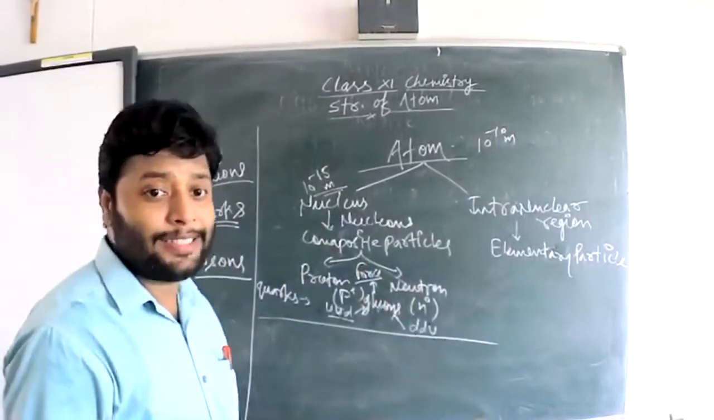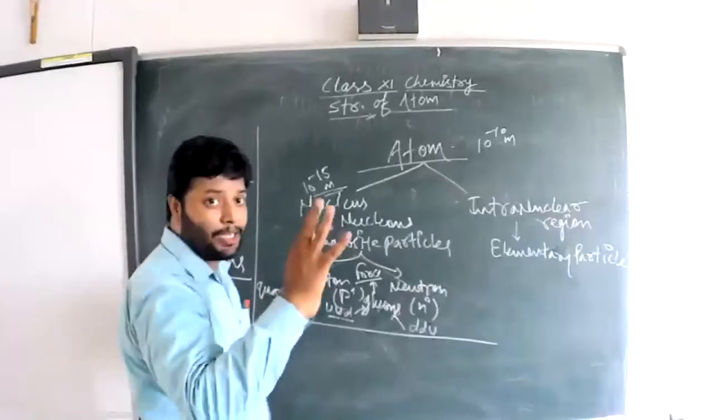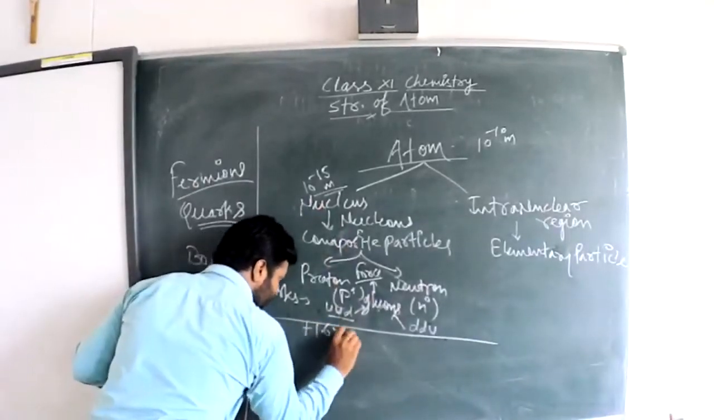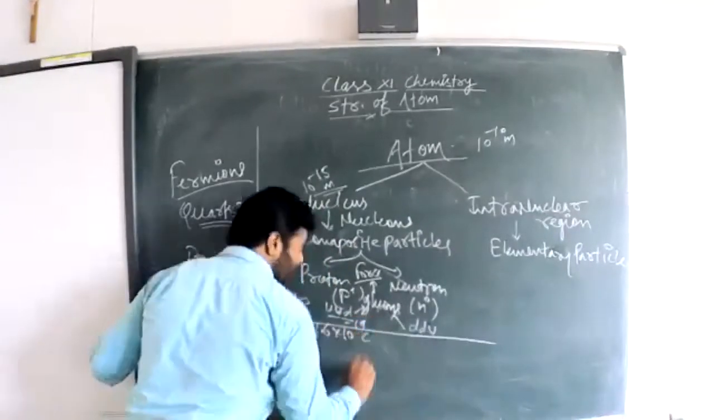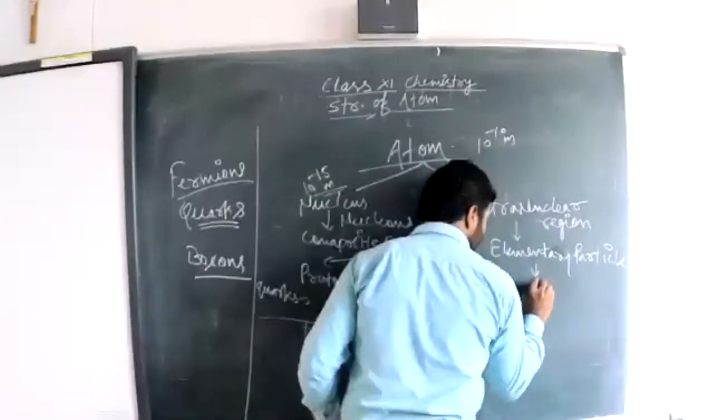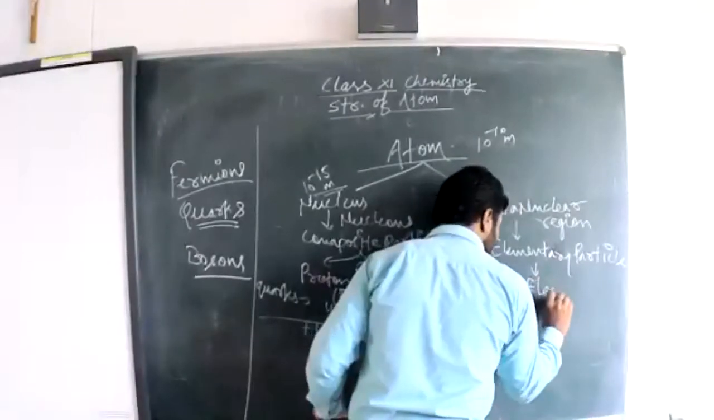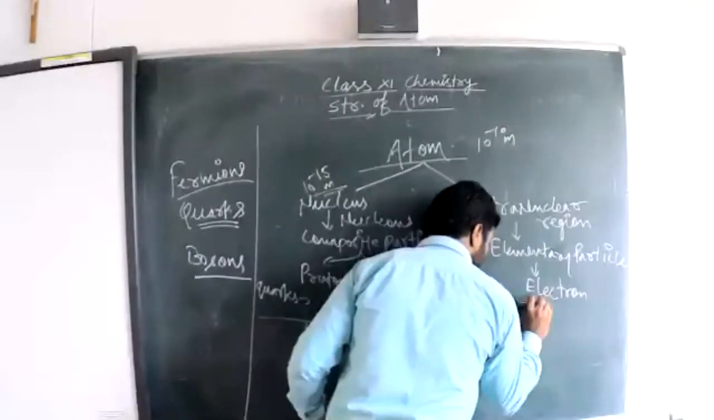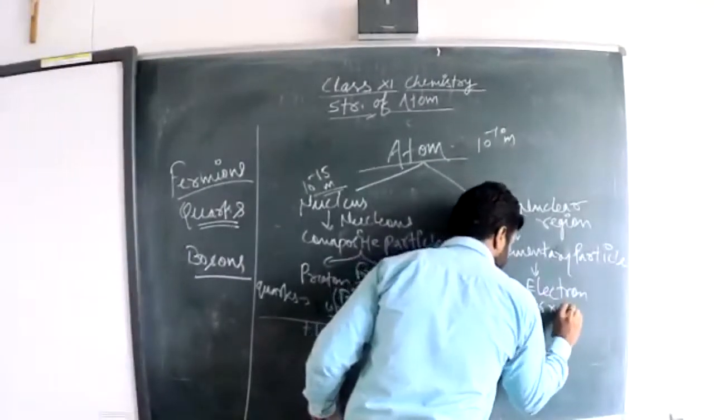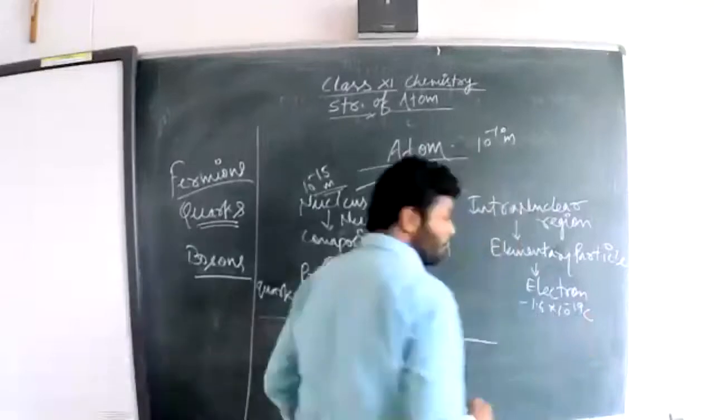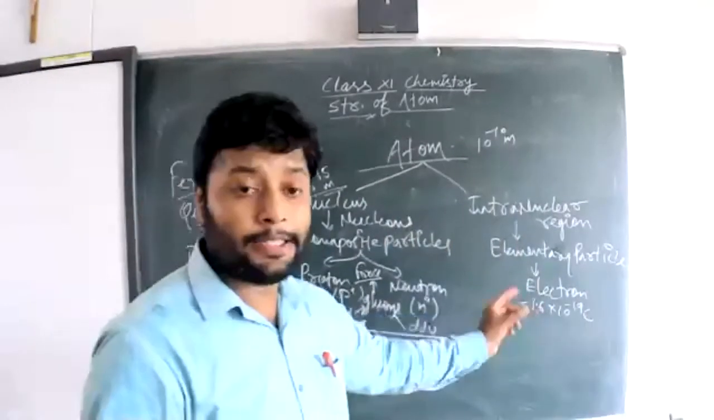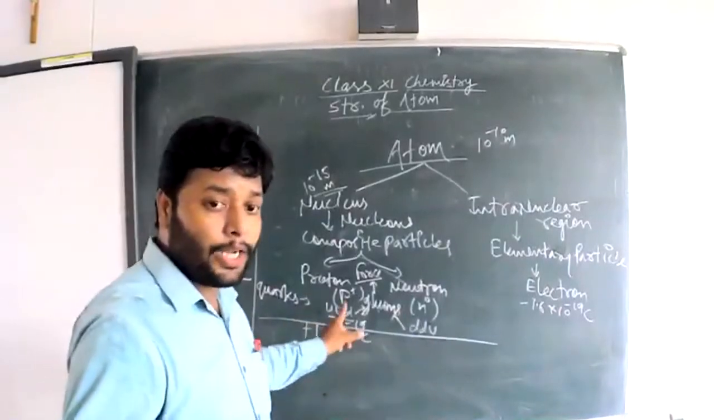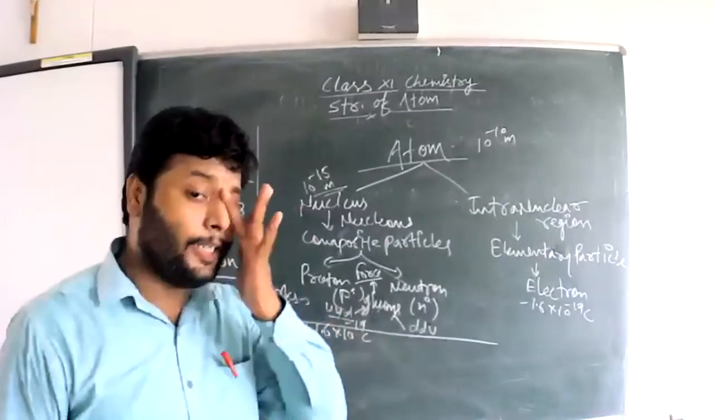What about the charges? The net charge of the proton is plus, and the net charge of the electron is minus 1.6 times 10 to the power minus 19 coulomb, and the net charge of the proton is plus 1.6 times 10 to the power minus 19 coulomb.